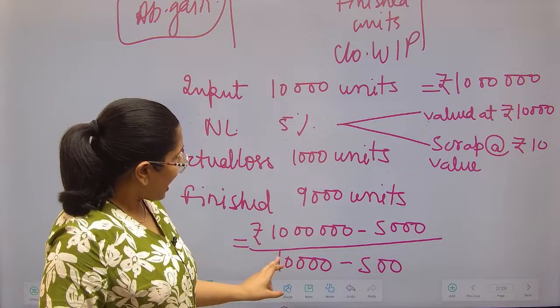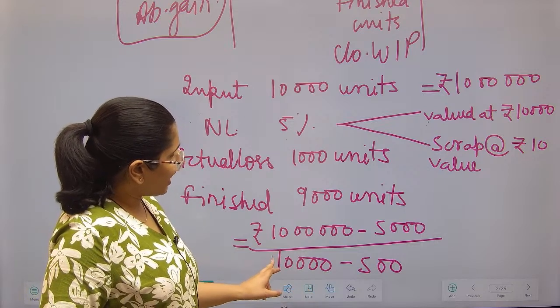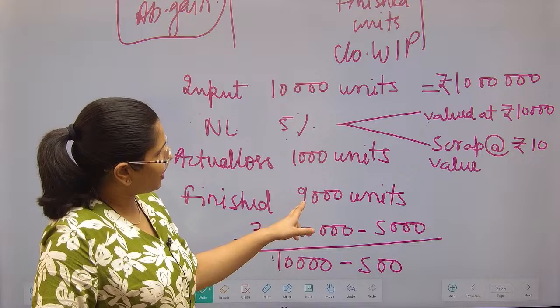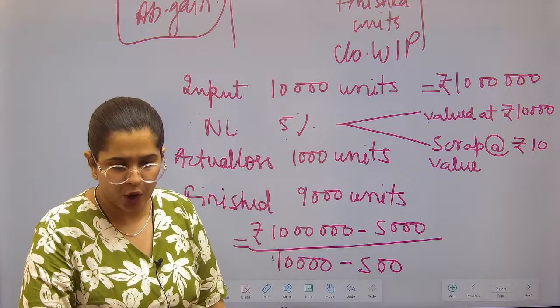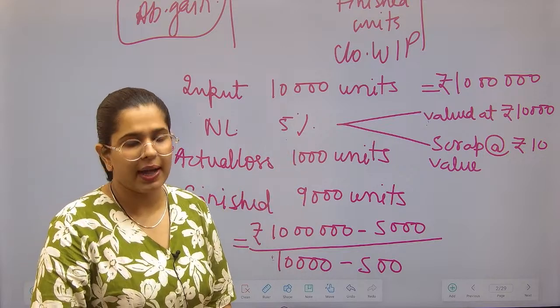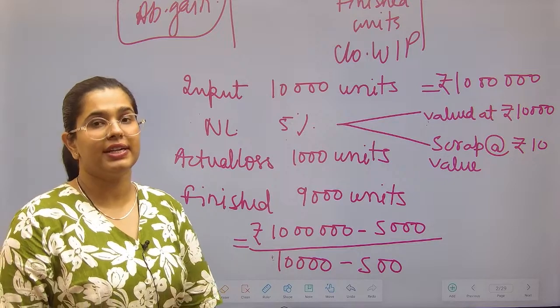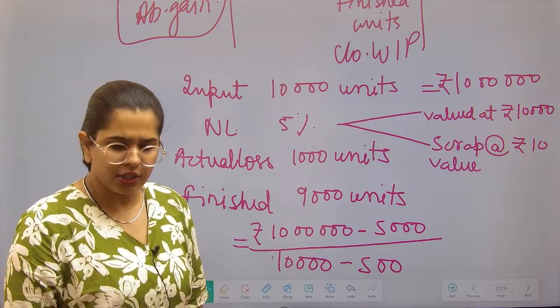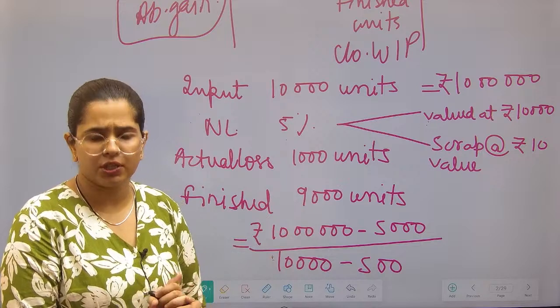So if you'll see, I am valuing 9,500 units. 9,000 is the finished one and 500 is the abnormal one. ठीक है? 500 आपकी abnormal units होंगी which we will take to the costing P&L. So this is the basic structure of the process costing.